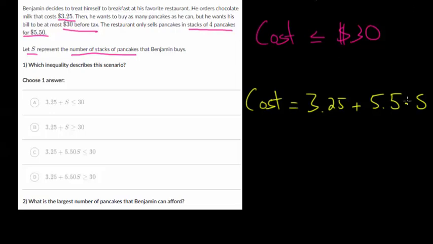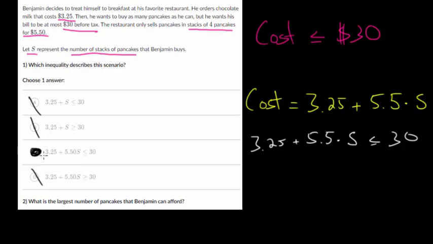So let's combine these ideas now so that we get our inequality. It's the chocolate milk, $3.25, plus the pancakes, 5.5 times S, has to be less than or equal to $30. So we look for that one, and like the last one, we can eliminate the ones that were more than 30, because then he would be spending more than he wants. And this one doesn't make sense because S is not multiplied by the price per stack, so that one doesn't work. And you can see this letter C is what we came up with: the cost of the chocolate milk plus the cost of each stack of pancakes has to be less than or equal to $30.